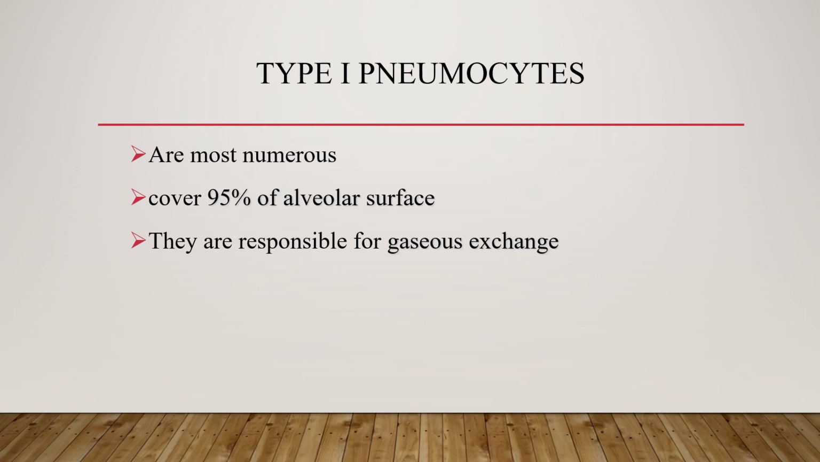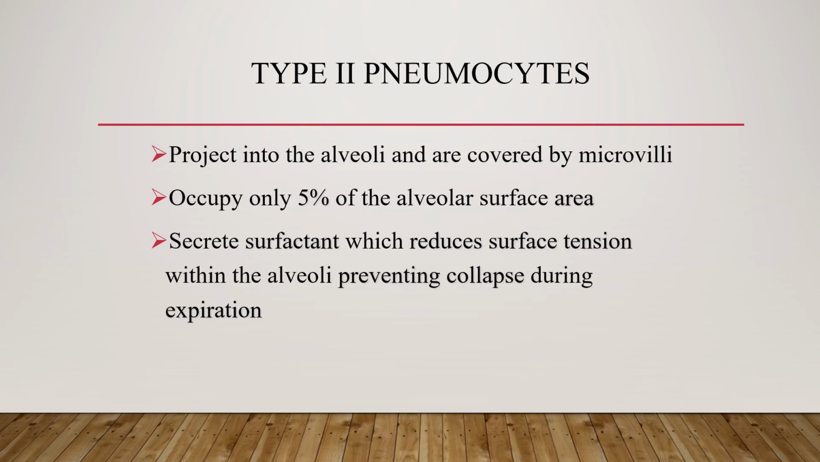So we will see first type 1 pneumocytes. They are the most numerous, cover about 95% of the alveolar surface and they are responsible for the gaseous exchange. Type 2 pneumocytes project into the alveoli and they are covered by microvilli, occupying only about 5% of the alveolar surface area, but they serve a very important function. They secrete the surfactant, which is responsible for reducing the surface tension. So the main function is secretion of surfactant so that the alveoli do not collapse during expiration.